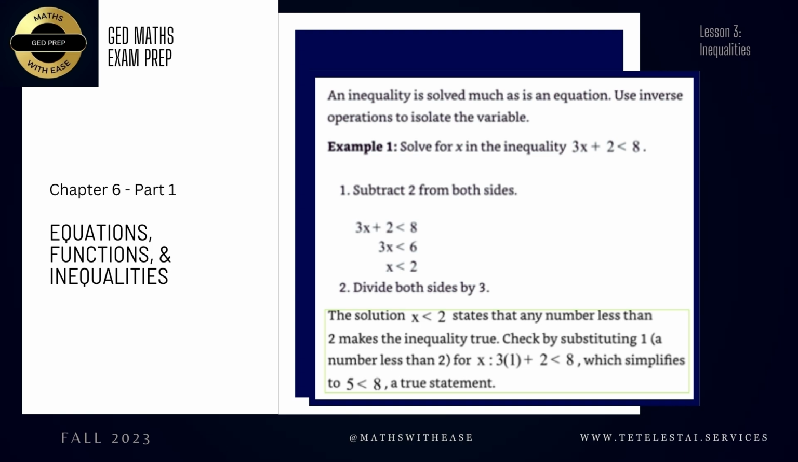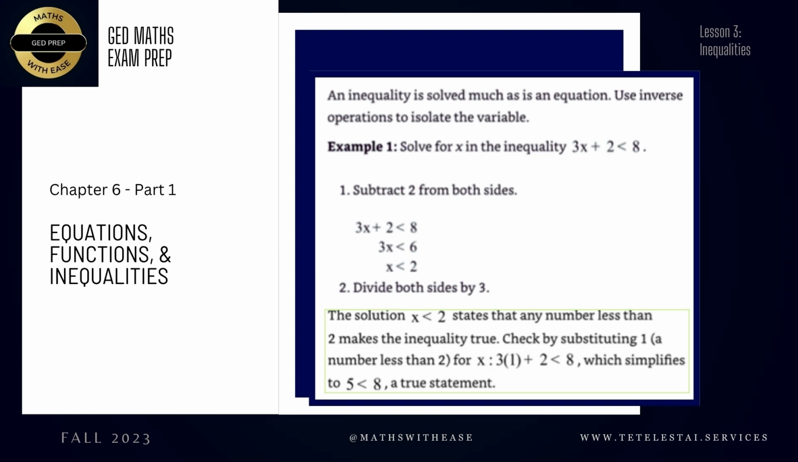You can check that by substituting a number less than 2 for x. So let's say x is 1. 3 times 1 is 3. 3 plus 2 is 5, and 5 is indeed less than 8. We can pick, again, any number less than 2. So you can substitute 1.5, for example. 3 times 1.5 is 4.5. 4.5 plus 2 is 6.5, which is indeed less than 8.